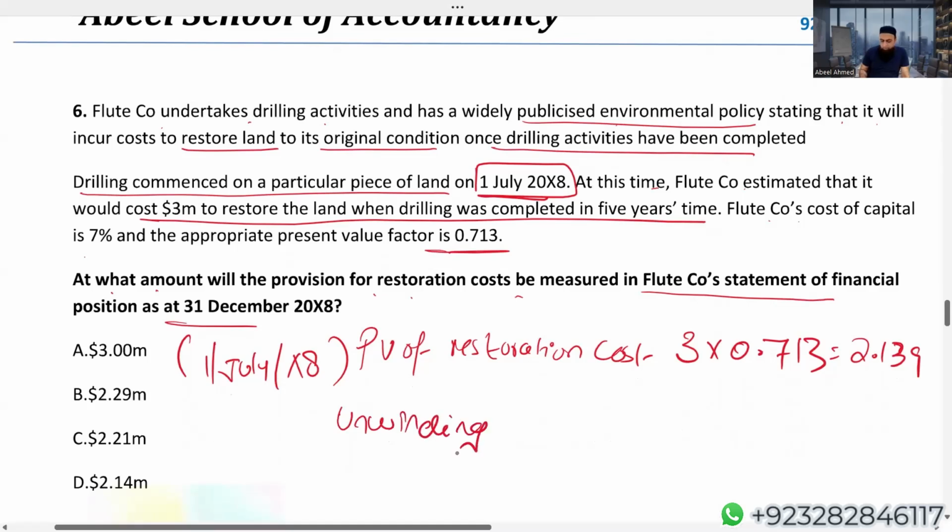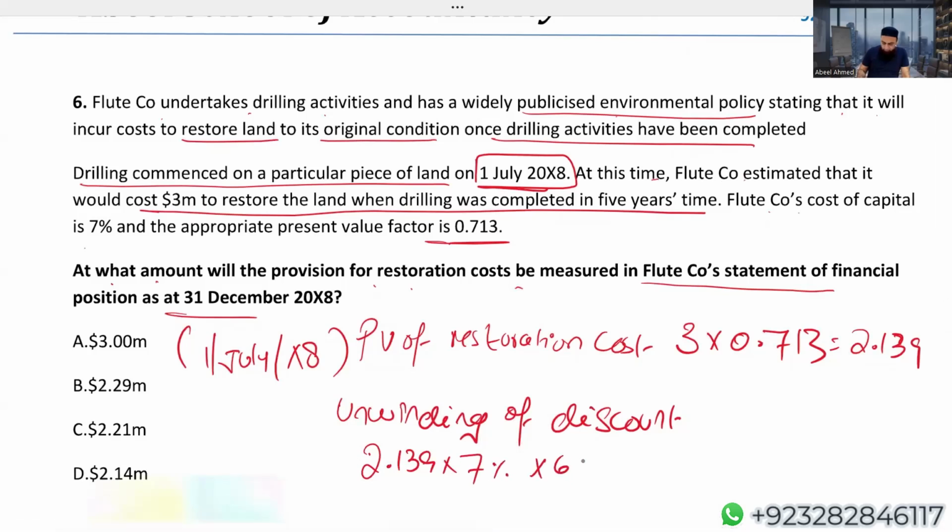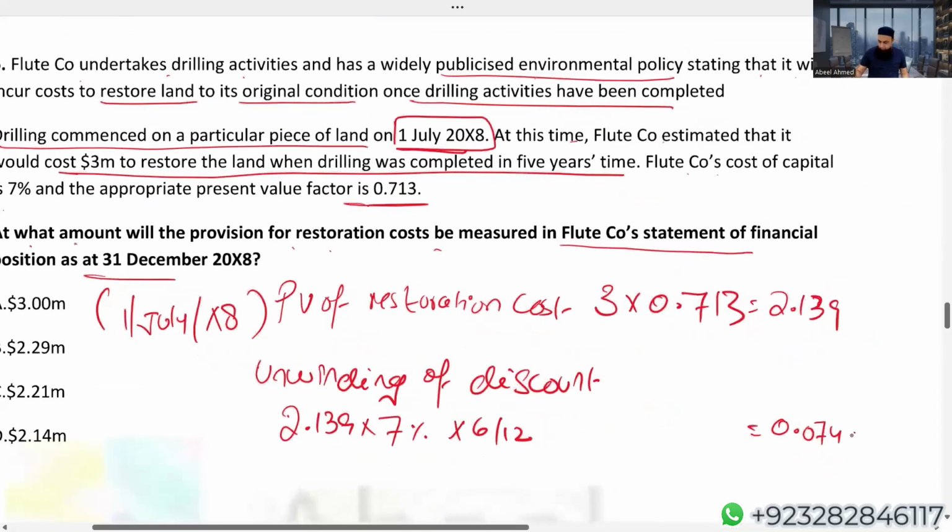Unwinding of discount, the double entry is finance cost debit, provision credit. Unwinding of discount, we'll take 2.139 and the rate is 7%, but this time 6 by 12. So I'm getting 0.074865.